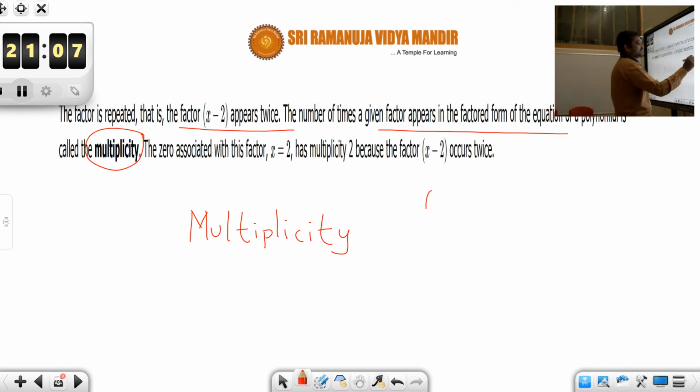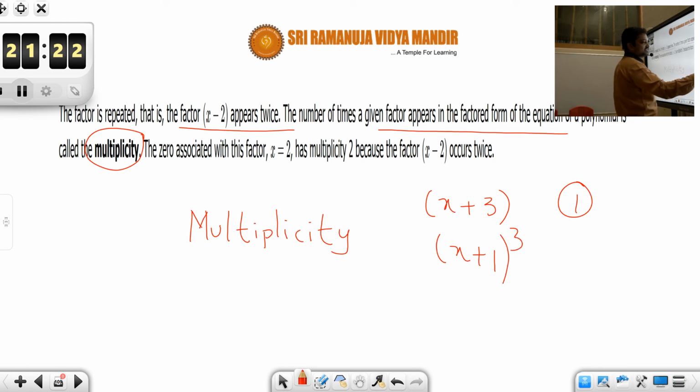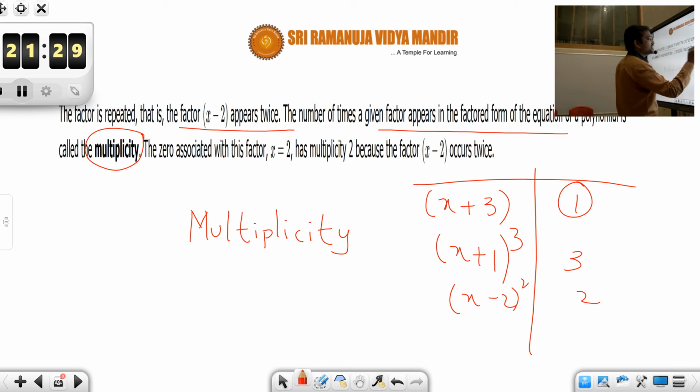For example, in the previous example, x plus 3 is a factor which is repeating once, so multiplicity is 1. Similarly, x plus 1 is a factor which is repeating thrice, so multiplicity is 3. And x minus 2 is repeating twice, so multiplicity is 2. Students, the exponent of the factor is what we call multiplicity.